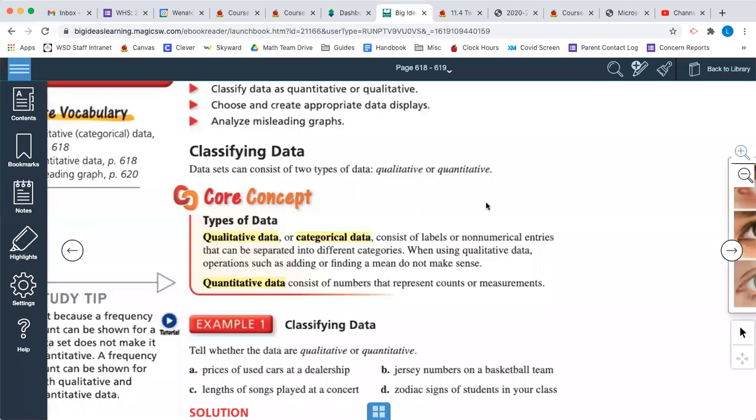All right, so this is section 11.5 again, or for the first time. I think this will end up being the first video. And we're looking at qualitative and/or categorical data and quantitative data and trying to tell the difference between them.